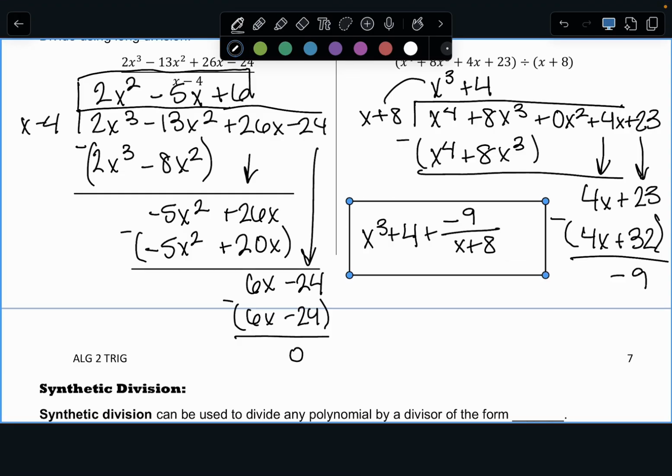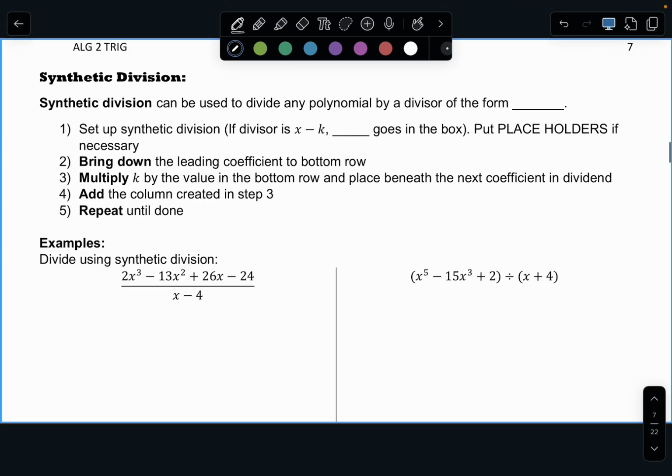Okay. Questions on either of those or anything from yesterday? Okay. Today is no more long division. We're doing something called synthetic division. So, synthetic division is, again, you'll probably like it more. It's a little bit easier once you get used to it.